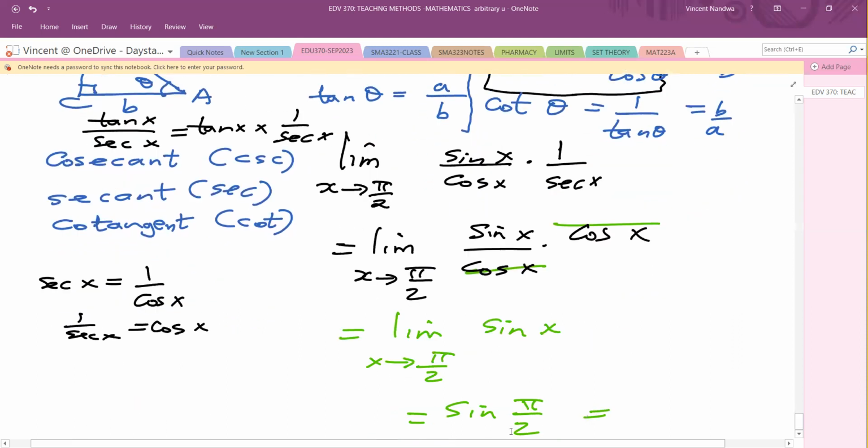Hapa tushapata, this is the final answer now. So sine of 90 degrees. So tushamaliza ku replace. Yeah, sine 90 degrees ndio the same as sine of 1. So jibu inakuwa 1. Okay? Yeah.